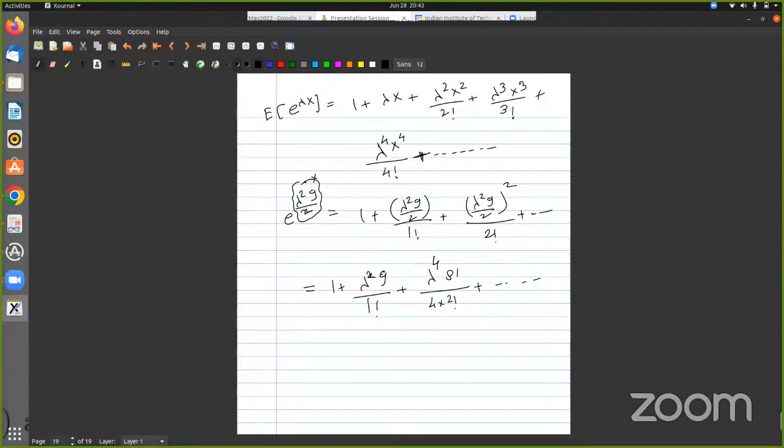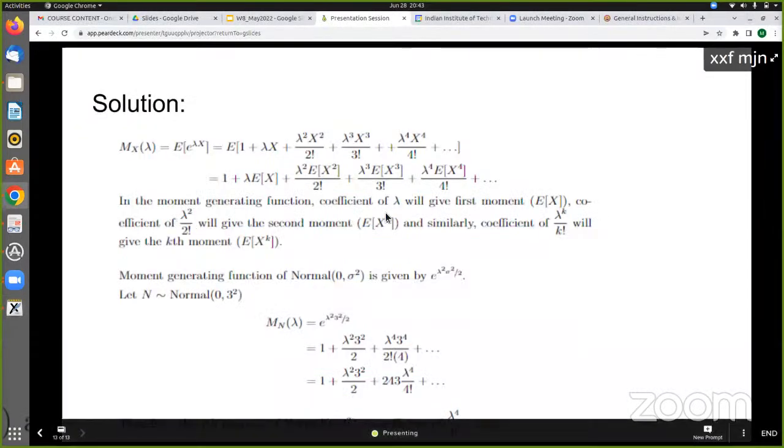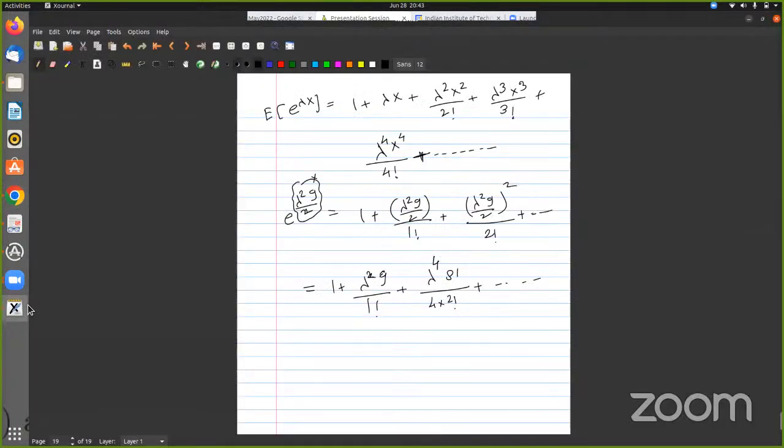And what is my definition here? The first moment will be the coefficient of lambda. The second moment will be the coefficient of lambda square by 2 factorial. The third moment will be the coefficient of lambda cube by 3 factorial, and my fourth moment will be the coefficient of lambda to the power 4 upon 4 factorial, right?